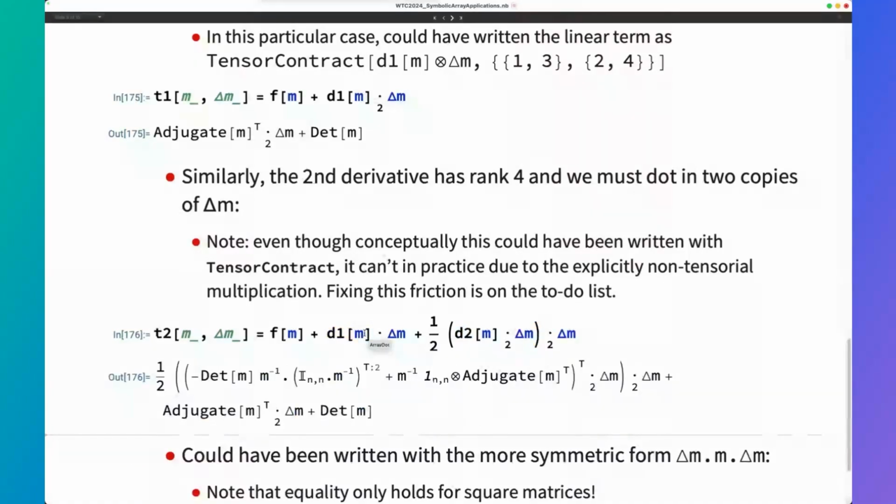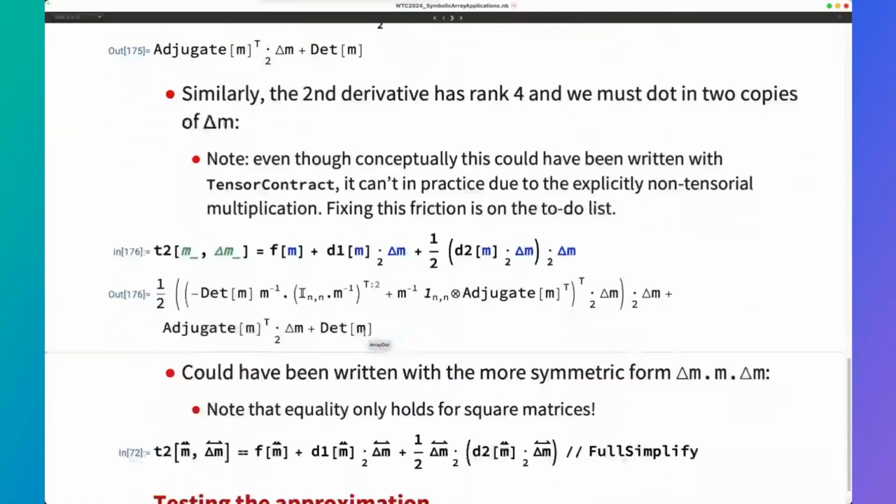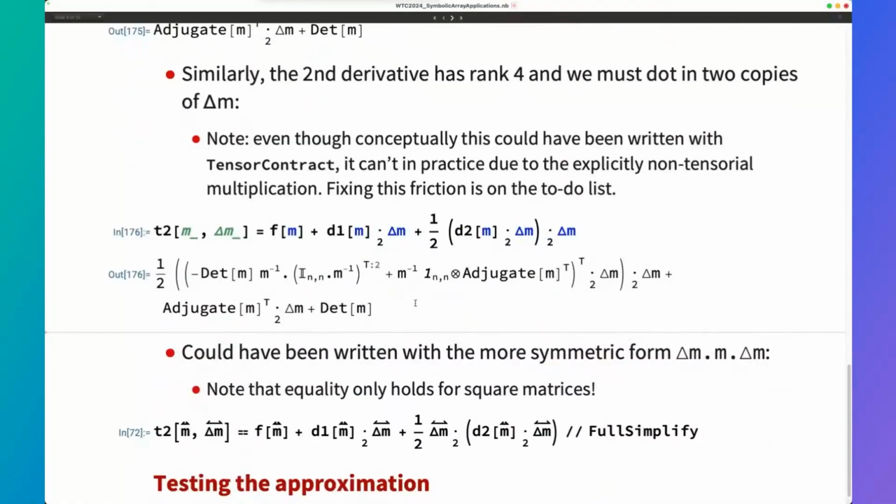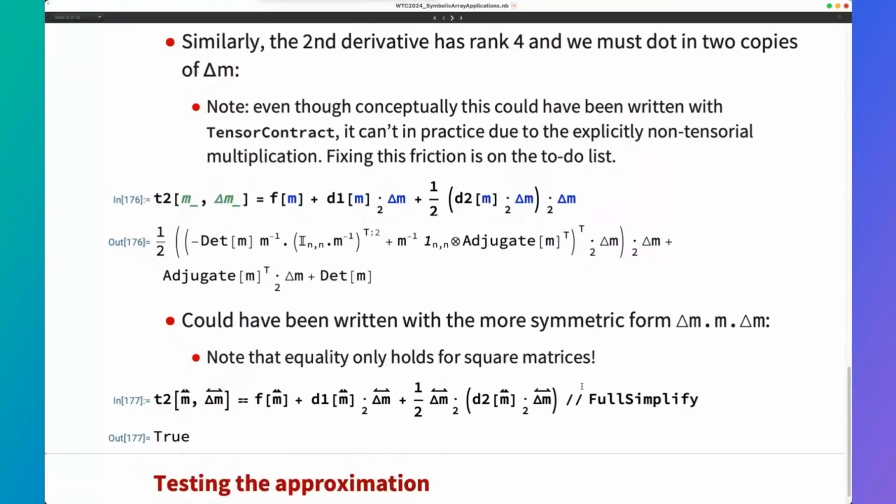The other, there's the derivative. It's kind of ugly looking, but it is what it is. And I'll just point out that we could have written this in the more symmetric looking form, delta m dot m dot delta m, as we can verify using simplify. Notice that this identity only holds for square matrices because that's the only way all the slots line up. And so the array simplify is doing real work here.